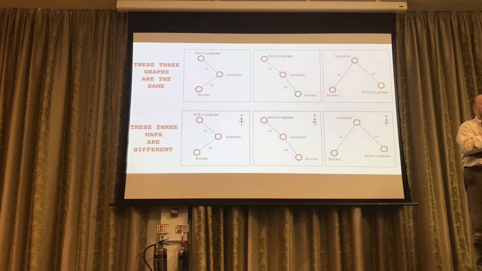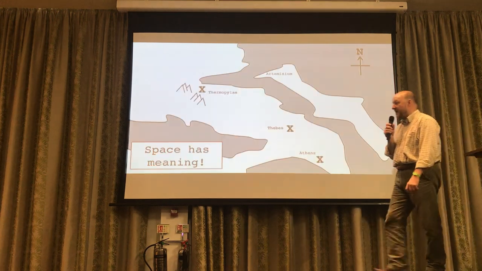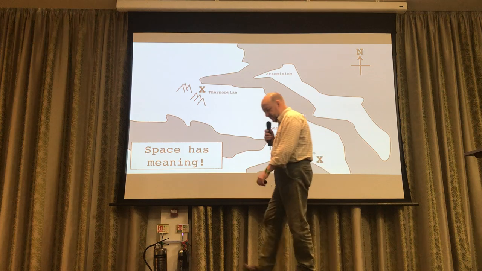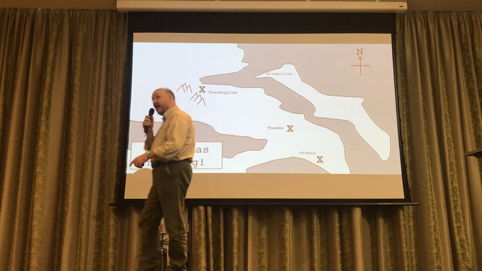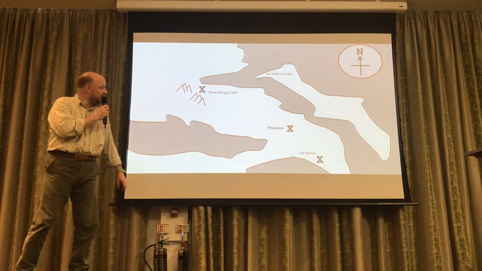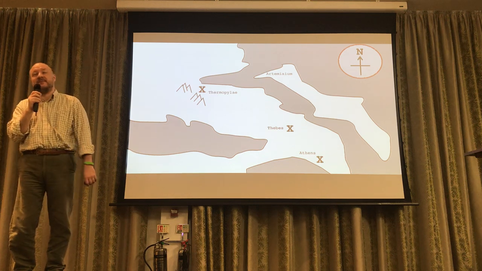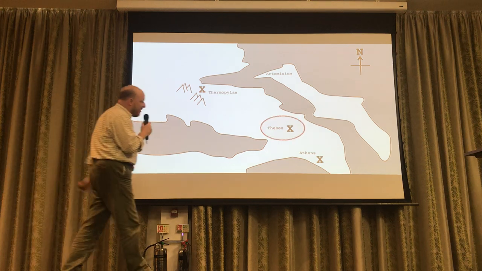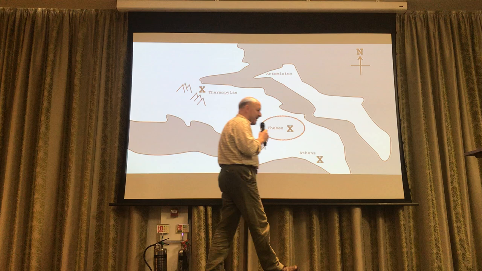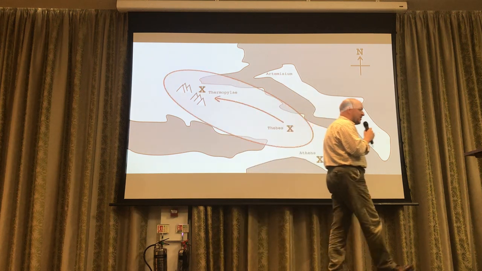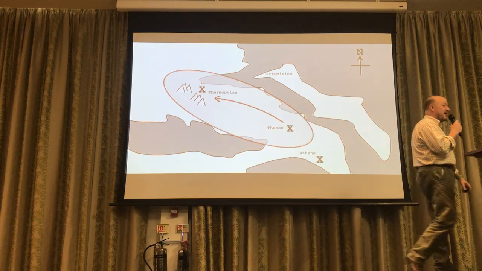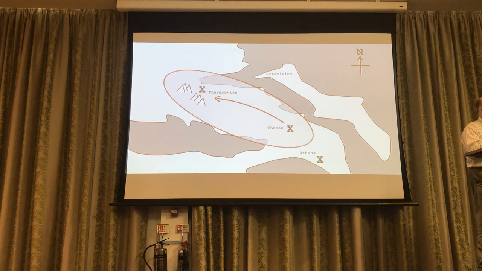These three maps are different. The critical thing about a map is that in a map, space has meaning. And that comes from the fact that you have an anchor. So in the case of geographical maps, you have a north, you have the position of pieces relative to an anchor, and you have what's called consistency of movement. So if I go north, I go north, not south.